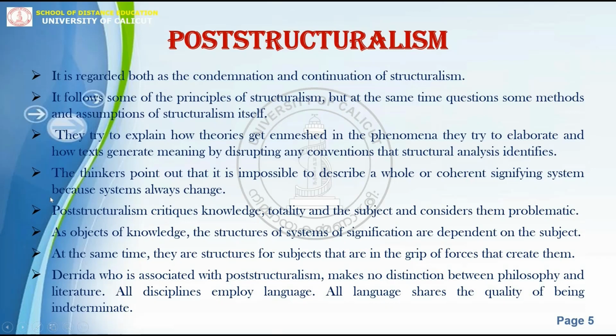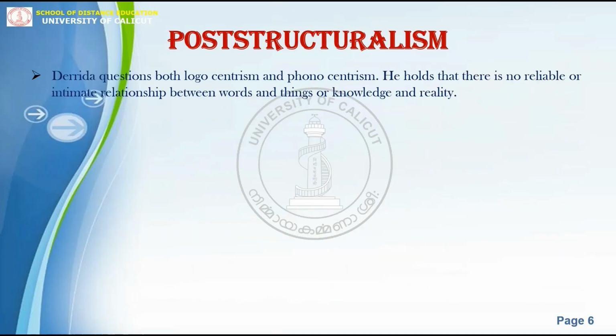You should understand one thing: structuralism originated in linguistics, where the belief is in objective knowledge, whereas post-structuralism originated in philosophy, and they generate skepticism about objectivity. Here we can see that Derrida questions both logocentrism and phonocentrism. He holds that there is no reliable or intimate relationship between words and things, or knowledge and reality.